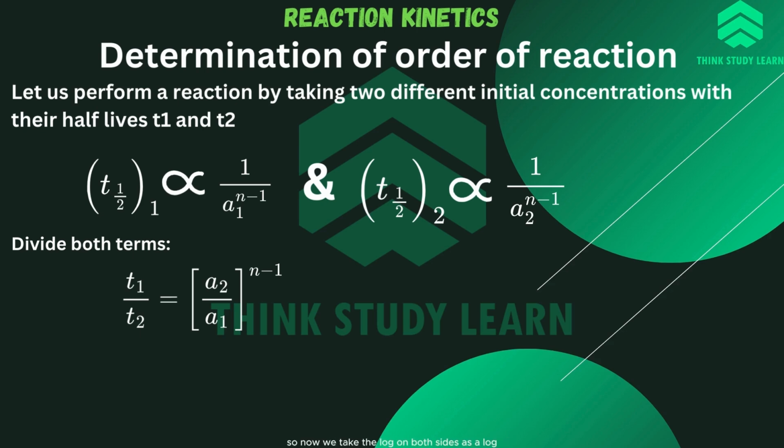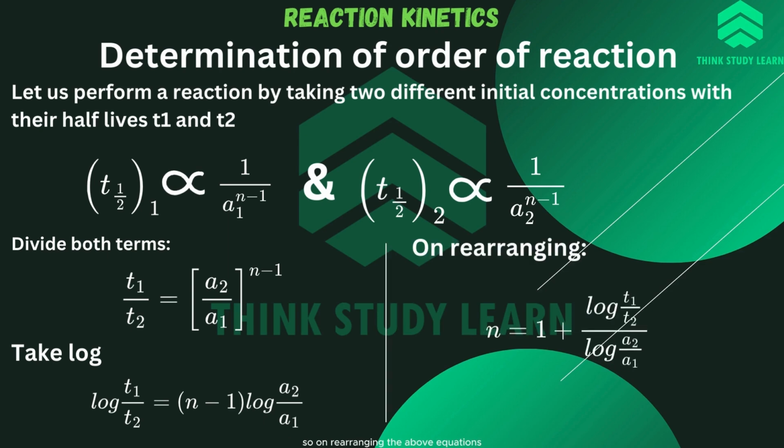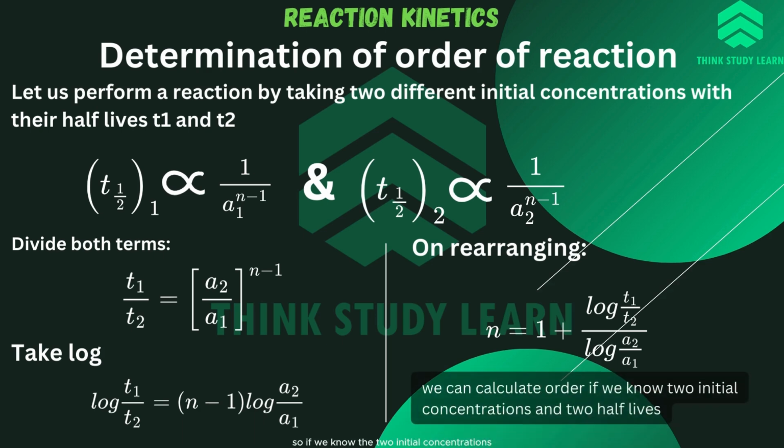Now we take the log on both sides: log T1 by T2 equals n minus 1 into log A2 over A1, as according to the rules of mathematics, the power comes at first when the log is taken. On rearranging the above equation, we get n is equal to 1 plus log T1 by T2 over log A2 by A1. So if we know the two initial concentrations and two half-life values, we can calculate the order of reaction.